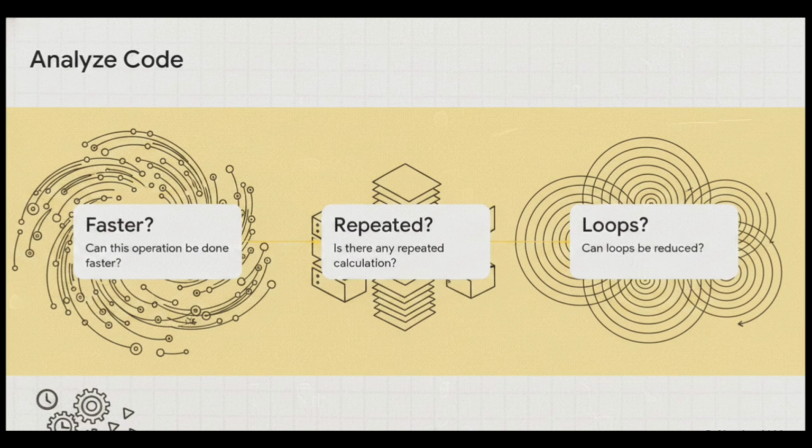Tip number 4, make optimization a permanent habit. Every single time you're finished writing a block of code, run through these 3 analysis steps. Ask yourself, can this operation be done faster? Are there any repeated calculations I can store instead of recalculating? And importantly, can I reduce the number of loops I'm using? And of course, practice. The more algorithmic problems you solve, the better you'll naturally get at spotting these inefficiencies.